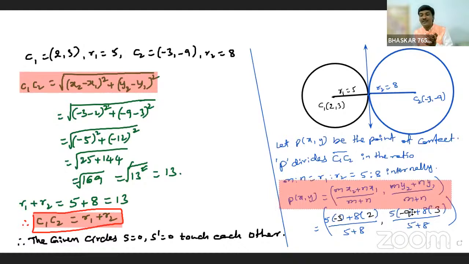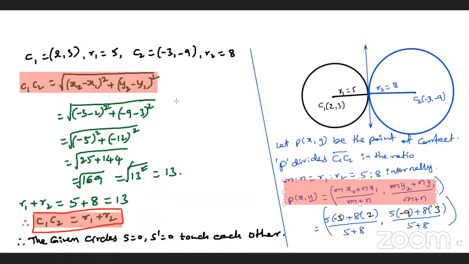P of x, y is equal to mx2 plus nx1 divided by m plus n, comma my2 plus ny1 divided by m plus n. This is the formula. Just repeat once again. Okay, mx2 plus nx1 by m plus n, comma my2 plus ny1 by m plus n. Very good.